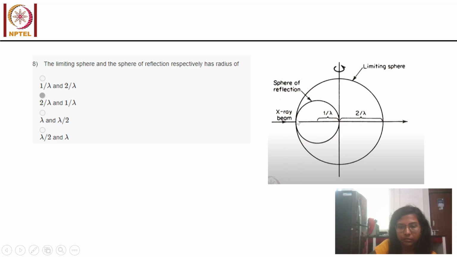As you can see here, if this is the X-ray beam which is falling, and we have the crystal centered around somewhere here, then the sphere of reflection, the Ewald sphere, is this one, the smaller one, and the radius of the Ewald sphere is 1 by lambda. This is why for molybdenum we have a larger sphere than copper, because for molybdenum the lambda is smaller, so 1 by lambda will be larger. So this Ewald sphere is the sphere of reflection with radius of 1 by lambda, and the limiting sphere has a radius of 2 by lambda.